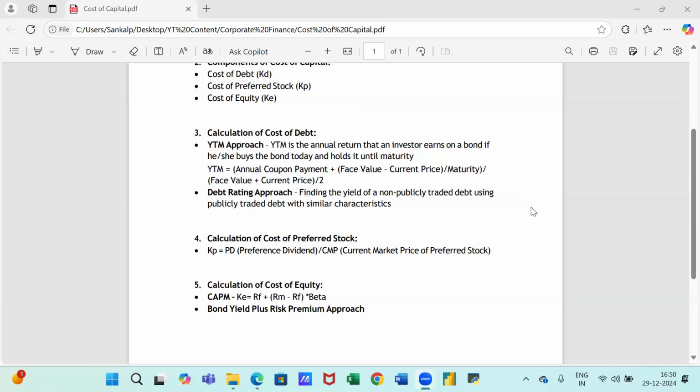So that is equal to, in the numerator, annual coupon amount plus face value minus current price divided by maturity. We'll add this particular amount to the annual coupon payment and divide it by face value plus current price divided by 2. So that's the approximate formula for calculating YTM.